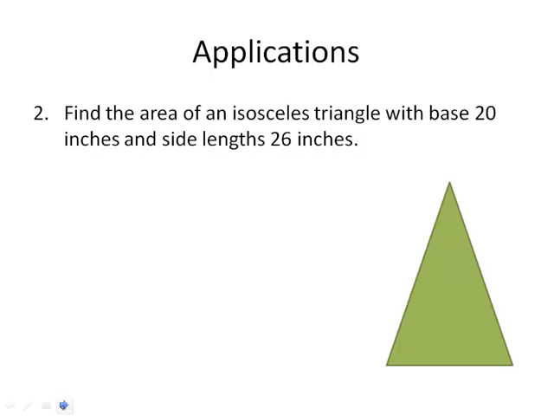In the next example, we have an isosceles triangle, which means these two sides are equal, with a base length of 20 inches and side lengths of 26 inches. We are asked to find the area of this triangle. To find the area of a triangle, we need the height. Since we don't have the height, we can look at what we do have.